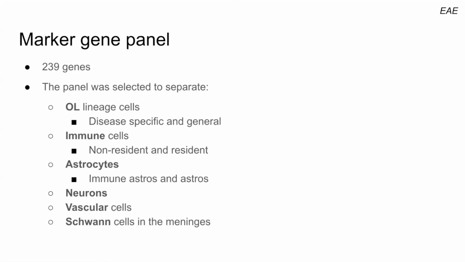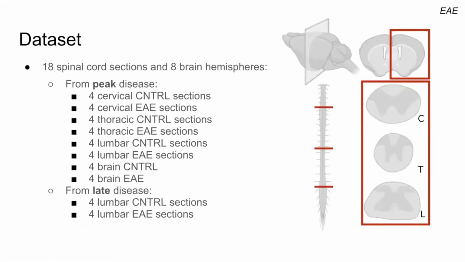So there are, of course, immune cells in the brain and the spinal cord as is, but we wanted to look at both the non-resident and the resident cell types here. We also wanted to look at astrocytes, immune astrocytes and regular astrocytes, neurons, other vascular cells, and Schwann cells in the immune. So this is kind of the outset of the whole project.